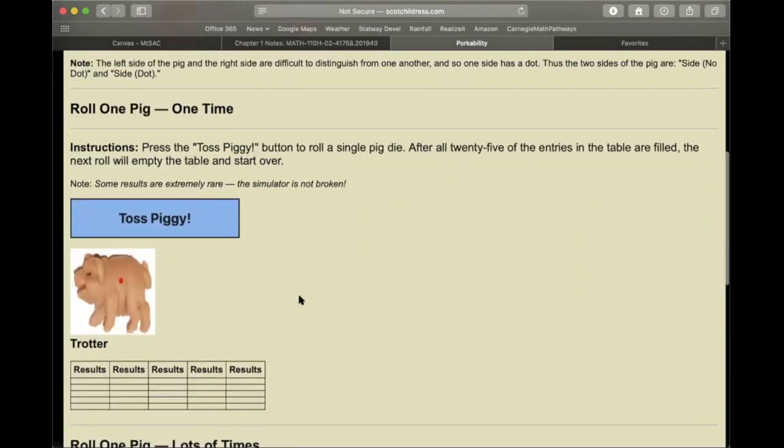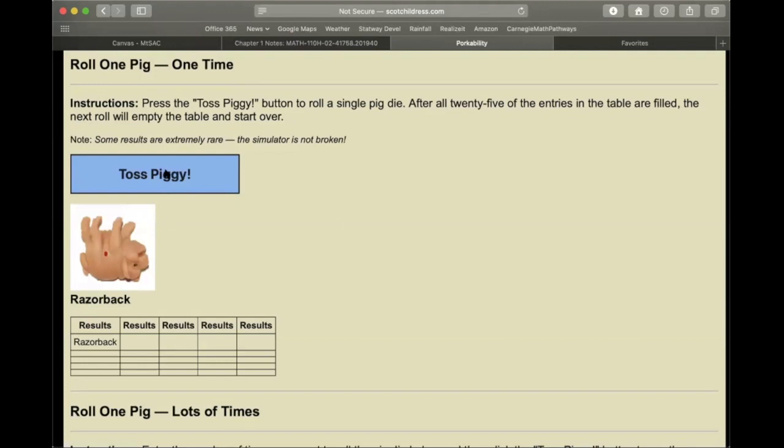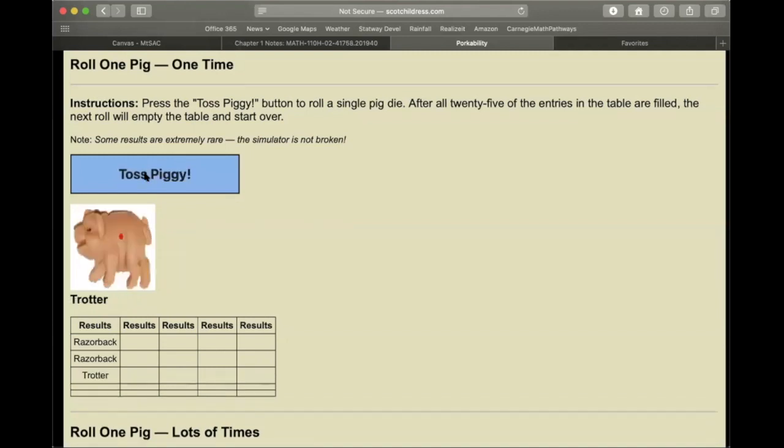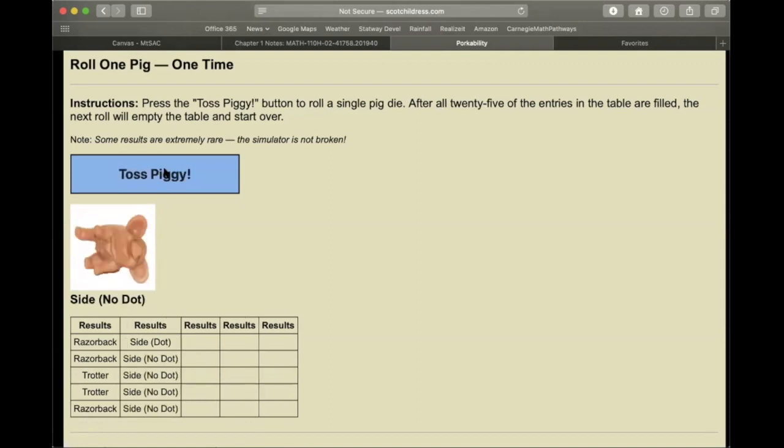Okay, now if you scroll down here, I want you to toss your pig 25 times. So you just tap and it records the outcomes. My first one landed on its back. Next one, again on the back. This one's a trotter, it's on its feet. You just keep tossing. So fill that up for 25 outcomes.